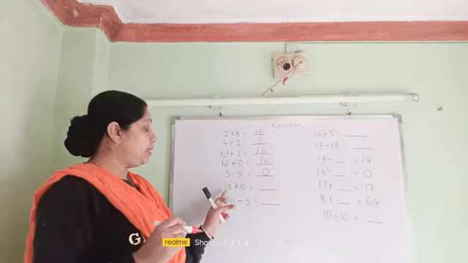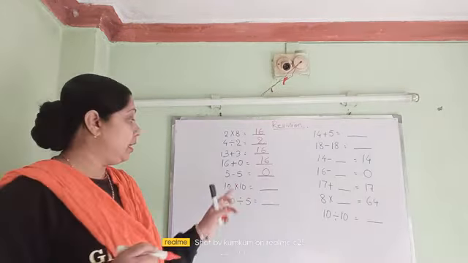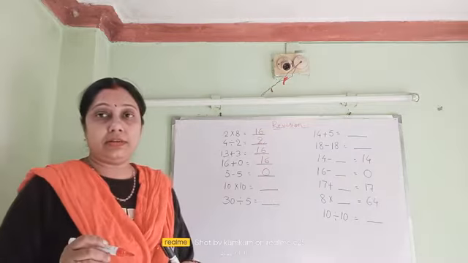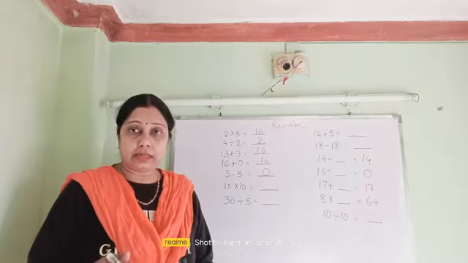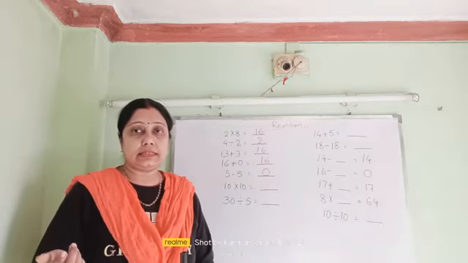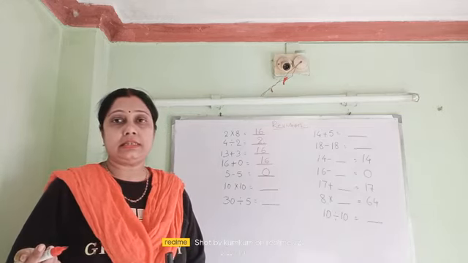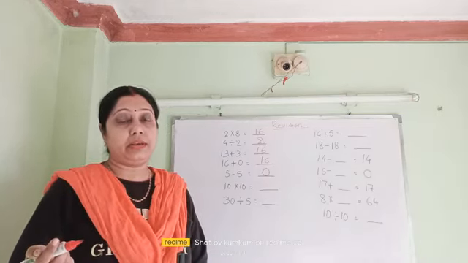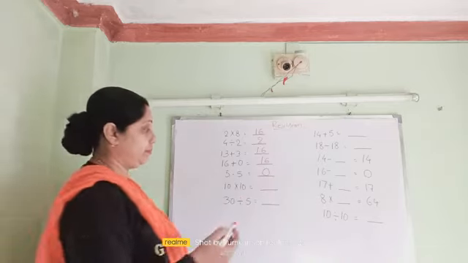Next, 10 multiplied by 10. Now we have to read the table of 10 until 10 tens. So we shall read: 10 ones are 10, 10 twos are 20, 10 threes are 30, 10 fours are 40, 10 fives are 50, 10 sixes are 60, 10 sevens are 70, 10 eights are 80, 10 nines are 90, 10 tens are 100. So 10 multiplied by 10 will be 100.